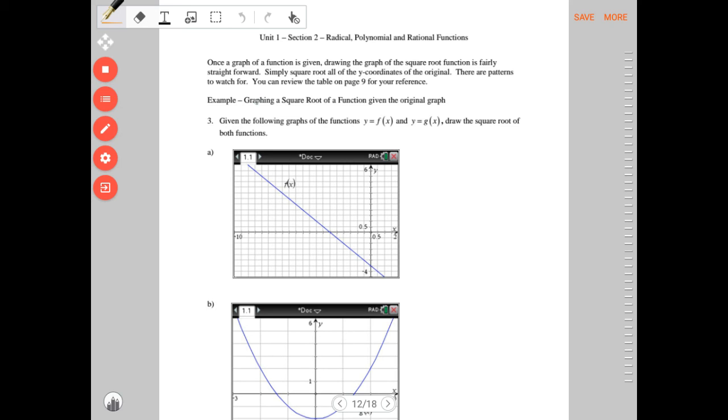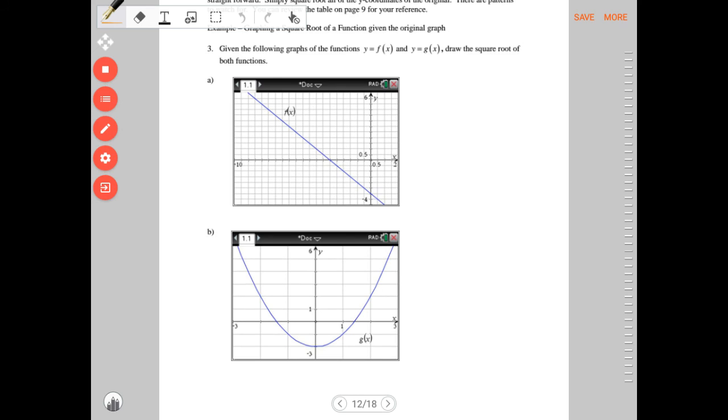So the example here, graph the square root function given the original graph. So number 3, given the following graphs of the functions, draw the square root of both functions. So this first one is just f of x. Now, first thing to notice is that each tick is 0.5. That's kind of important. Sometimes I miss that. Anyways, might as well stay with orange.